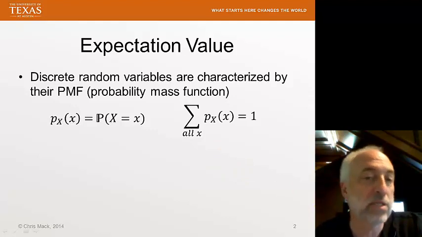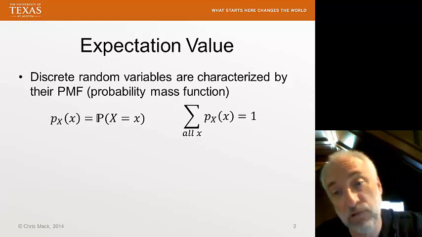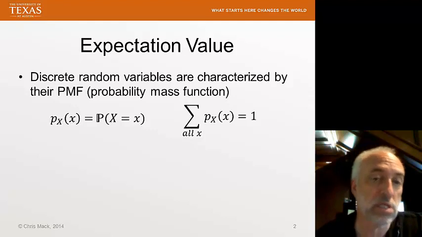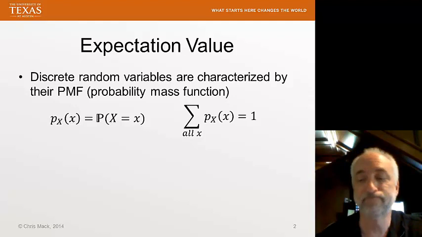Now, one of the properties of the PMF is that the sum over all values of x for all the PMFs will equal 1. That's the normalization requirement of the three axioms of probability.